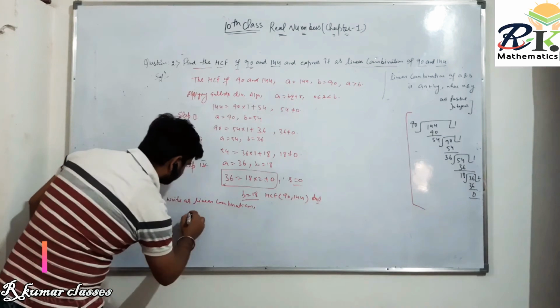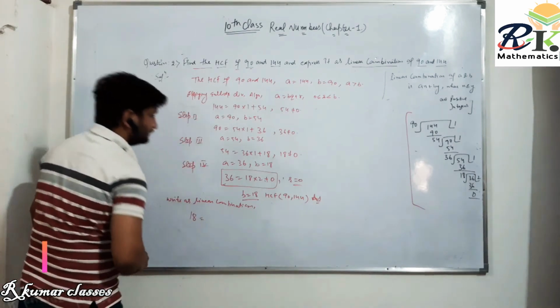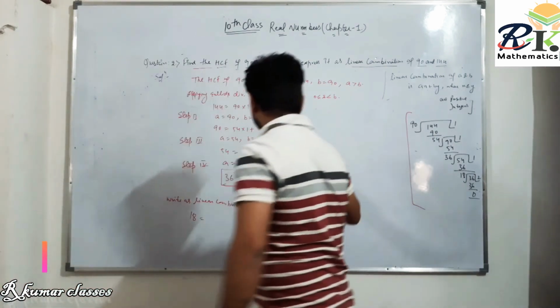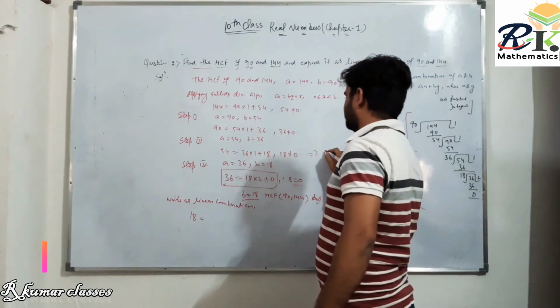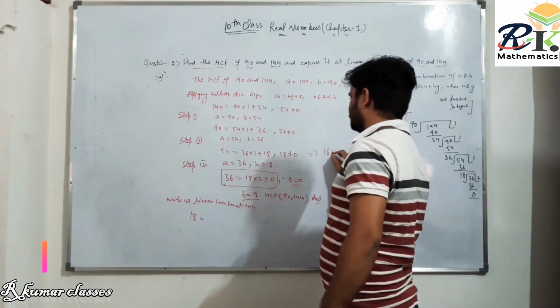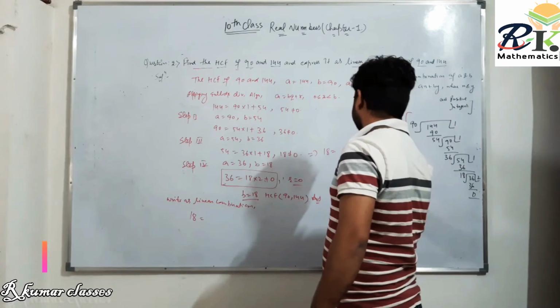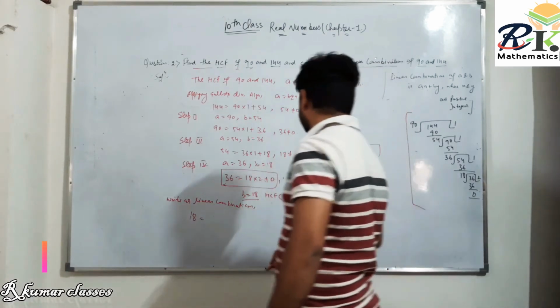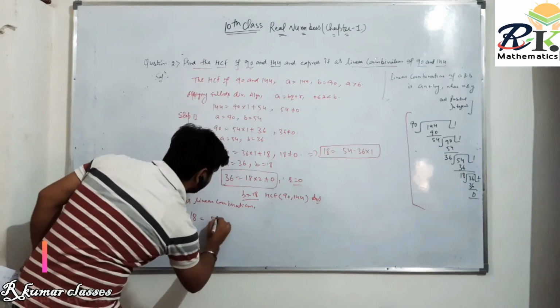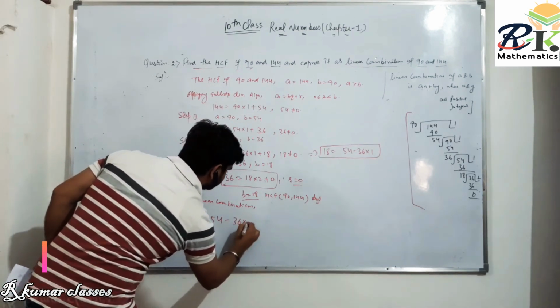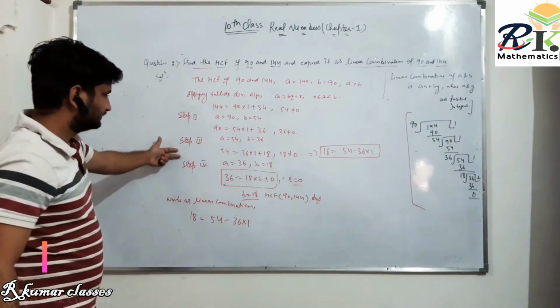So here we take 18 as the HCF. We write 18 in the form from step 3. In step 3, 18 is equal to 54 minus 36 into 1. So we put 18 is equal to 54 minus 36 into 1 from step 3.